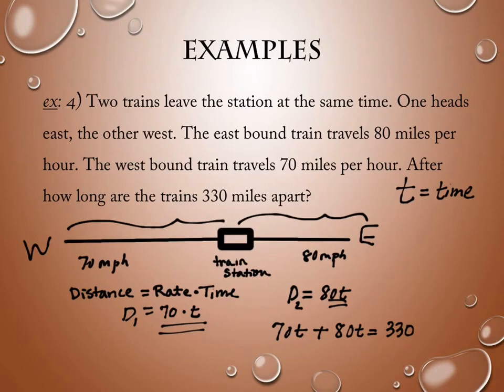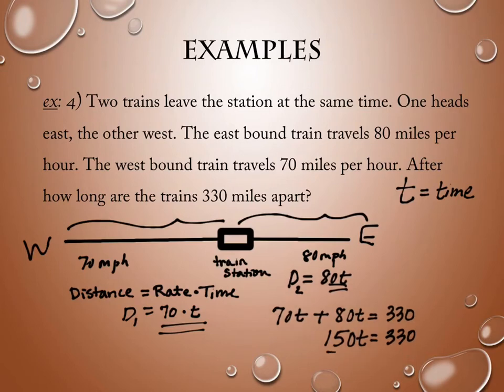All right, what is 70T plus 80T? 150T equals 330. And then what? We will divide by 150. And Lauren, I heard you clicking over there. What did you get for the T? 2.2. Okay, did anybody else get a 2.2? Yep, fabulous. 2.2 what? What did we find?